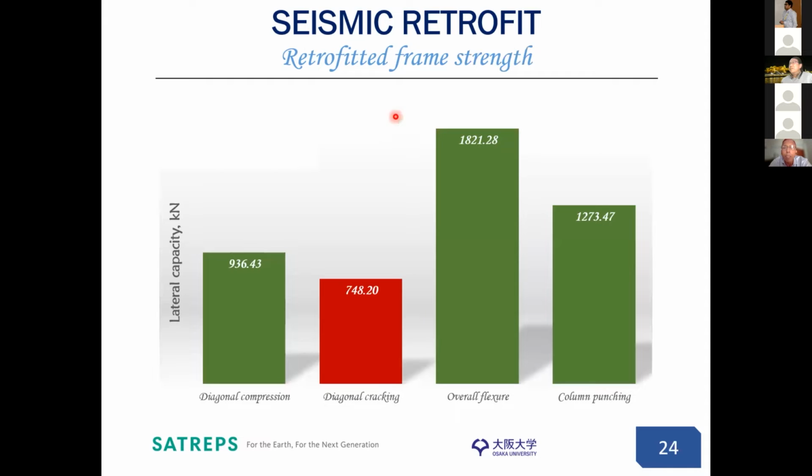So comparing all 3, as you can see here, lateral capacity of diagonal compression 936, diagonal cracking 748, overall flexure like almost 2 times or 2.5 times higher than the lowest one, 1821, and column punching is 1273. So the minimum of them will govern, in this case, diagonal cracking. And as described in section 3.3 of this guideline, the deformation limit of this was 1.27. And we also assumed the minimum as 1.27. If one of these 2 were the failure mode, say, then we could have gone up to 1.75 and we could have actually extended it.